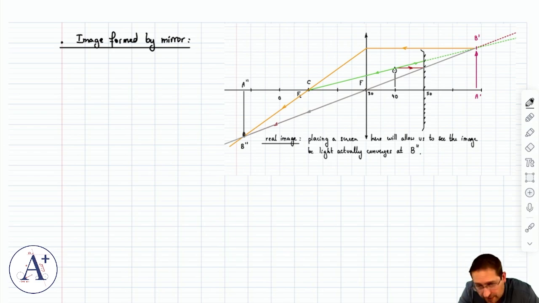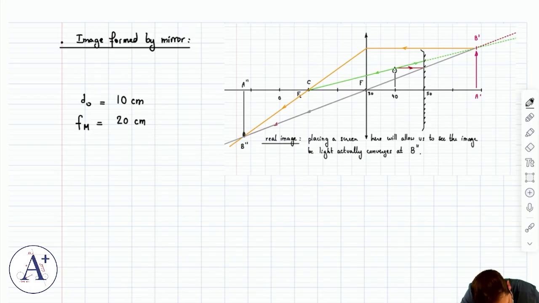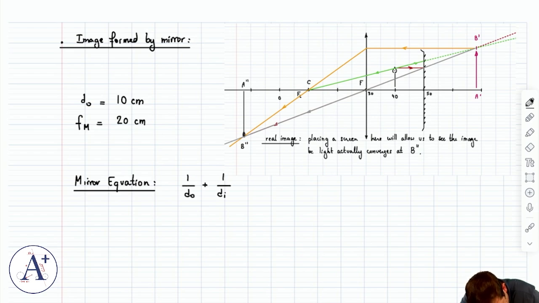Okay, now I put my candle here at 40 and my mirror is at 50. So I have an object distance, d object, which is 10 centimeters. And I'm told that the mirror has a focal length, call it f sub m for mirror, of 20 centimeters. Okay, so I'm going to use the mirror equation to find the image distance. So I'm going to say that 1 over d object plus 1 over d image is equal to 1 over f mirror.